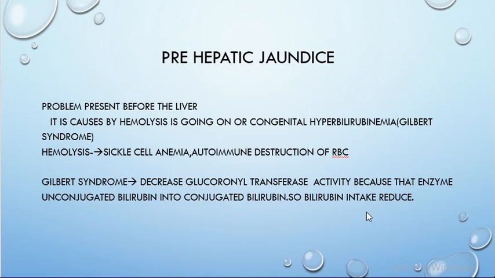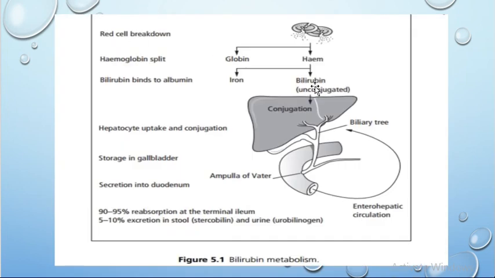That is the enzyme which conjugates the bilirubin, by which unconjugated bilirubin is converted into conjugated bilirubin. Through the help of this enzyme, bilirubin intake will be reduced, as I will talk about in that video with that picture, where unconjugated bilirubin is converted to conjugated bilirubin. Okay, so up to now I hope you understand. In my next video I will talk about this further.